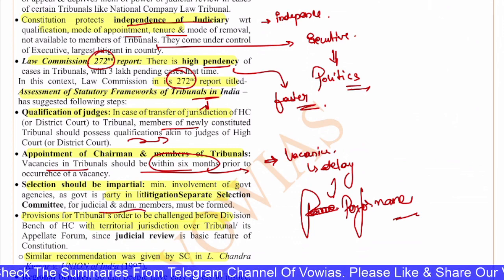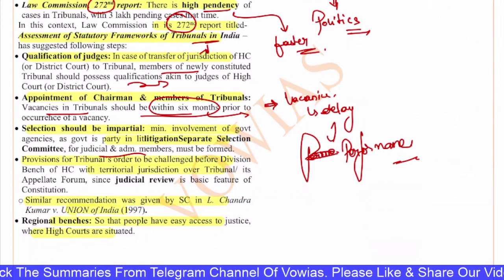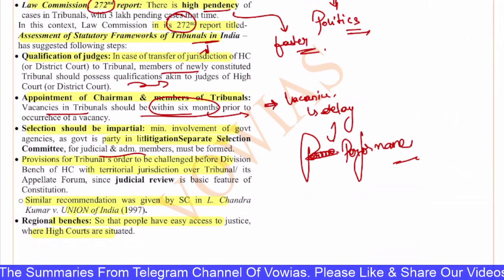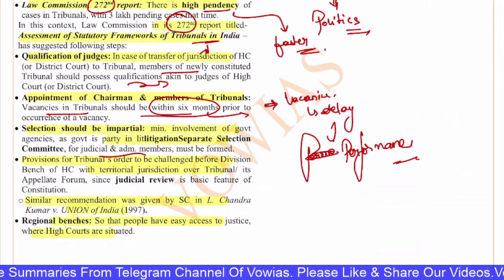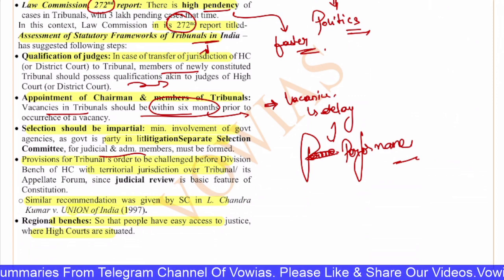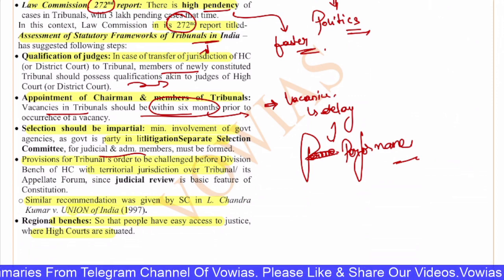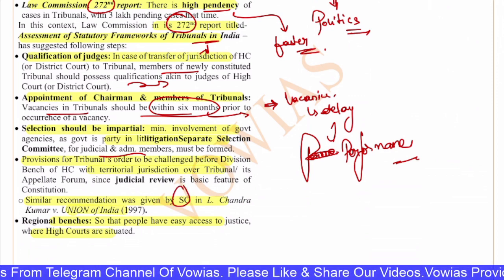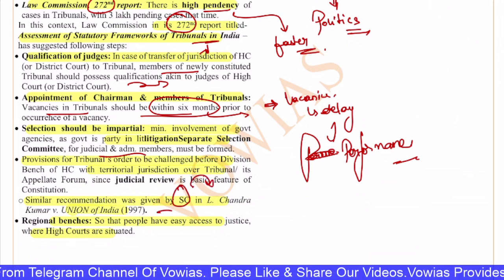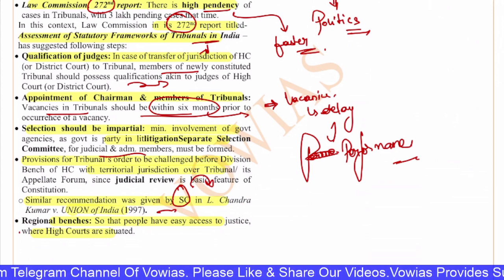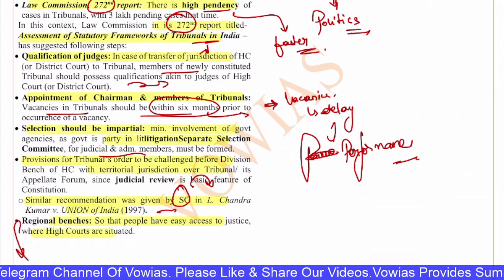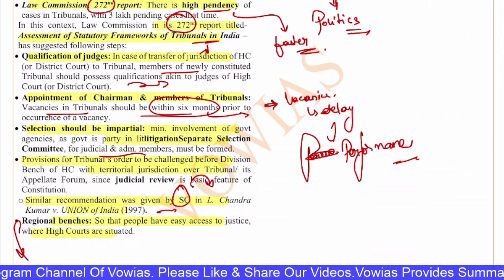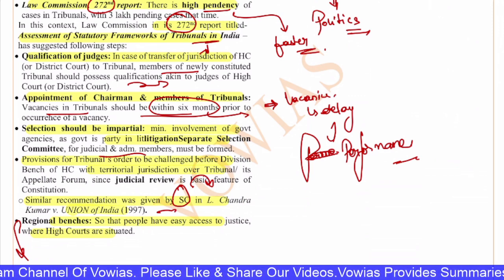The provisions should allow tribunal orders to be challenged before the division bench of the High Court with territorial jurisdiction over the tribunal in its appellate forum, since judicial review is the basic structure of the Constitution. A similar recommendation was also given by the Supreme Court in the L. Chandra Kumar versus Union of India case in 1997. Also, there should be regional benches so that people can have easy access to judges where the high courts are situated, and this is very, very important.